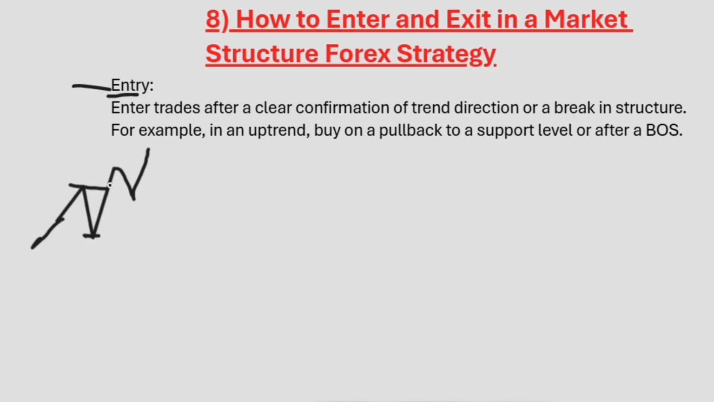You can also buy after this break of structure. We wait for a pullback, another pullback at the 50% level of Fibonacci retracement. I'll put a link up there so that you can know how to use the Fibonacci retracement level. You buy at a pullback or at a support level or after a break of structure. Maybe there can be a support level around here. You buy at this support level. At every break of structure, there should be a support level.